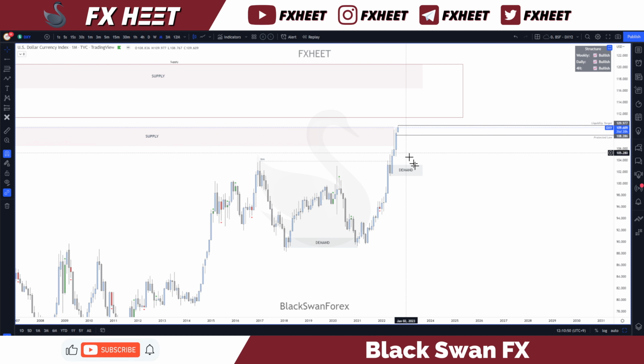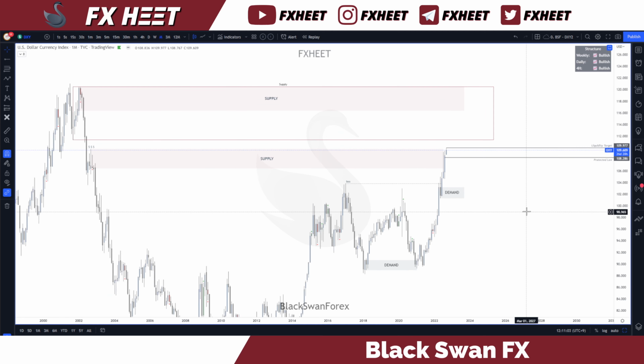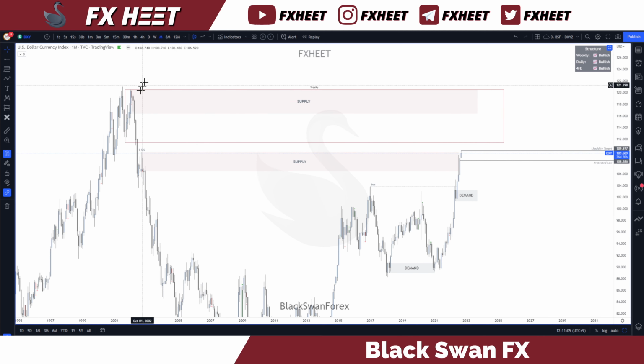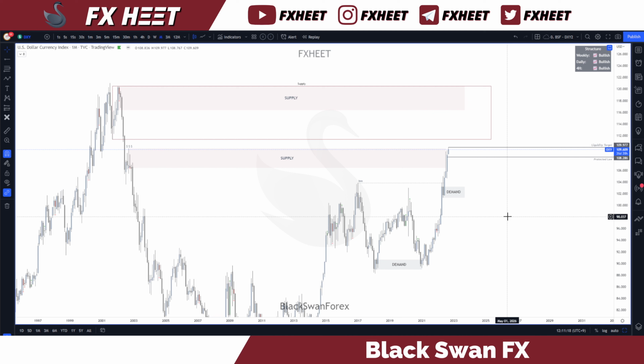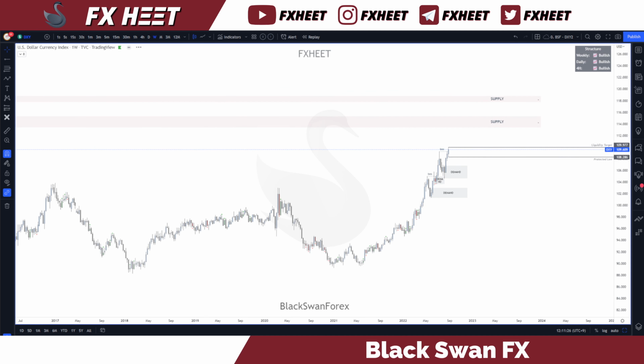We have demand below here, but really no signs that we're going anywhere near it for the time being. We also have supply above, so we have a big supply range here that we're getting really close to reaching, and we also have a supply zone higher up. It appears that DXY is pushing up to reach those levels, so clearly bullish on the monthly time frame as well.